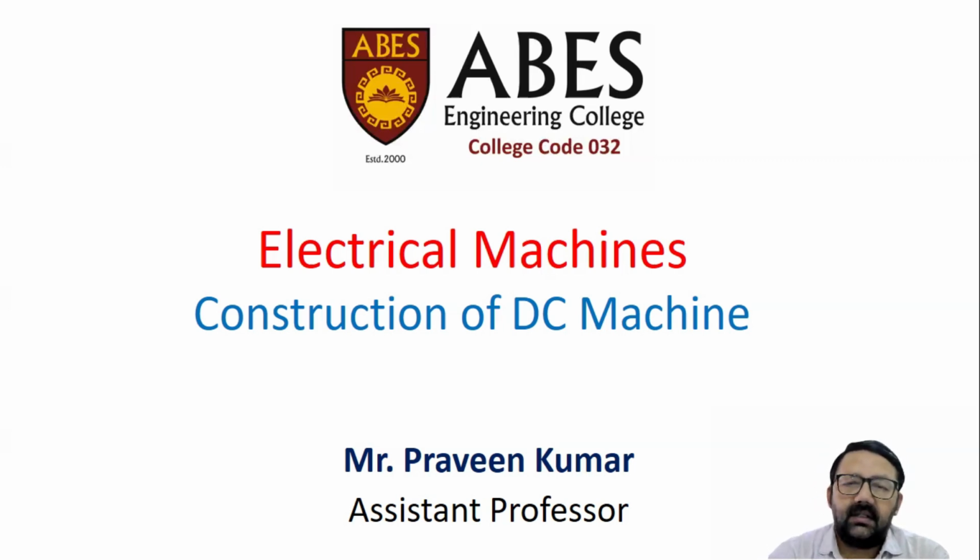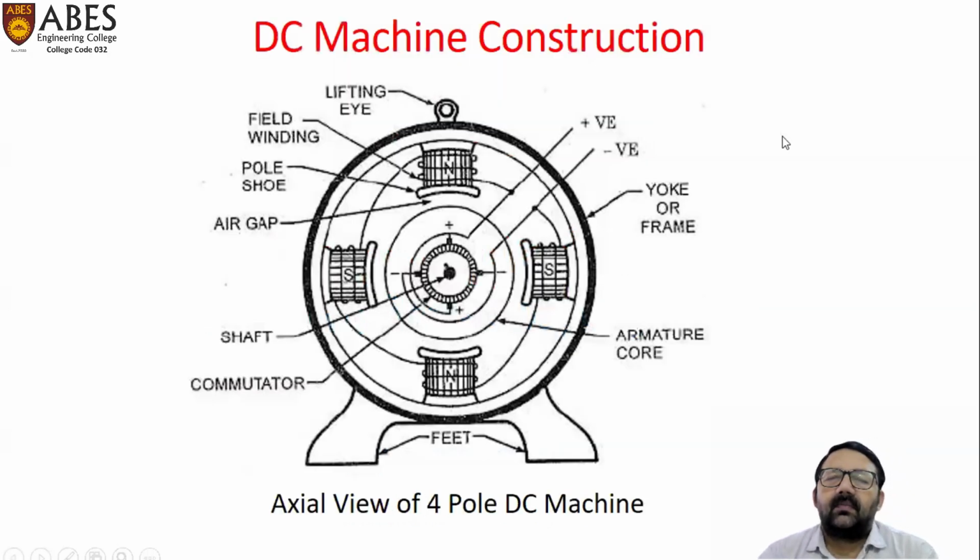As far as a DC machine is concerned, there is no basic difference between a motor and generator. Here, this picture shows an axial view of a four-pole DC machine. This machine can act as a motor as well as generator depending upon the type of input given to the machine. First of all, we will discuss the various major constructional parts of a DC machine.